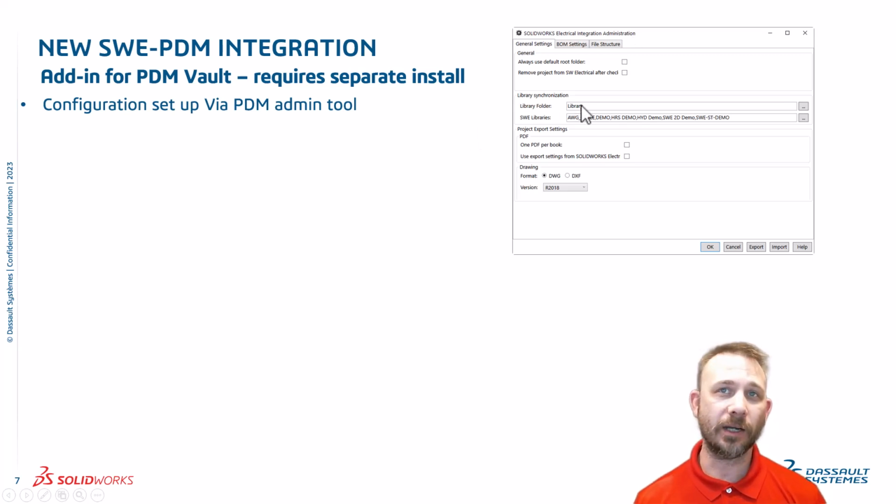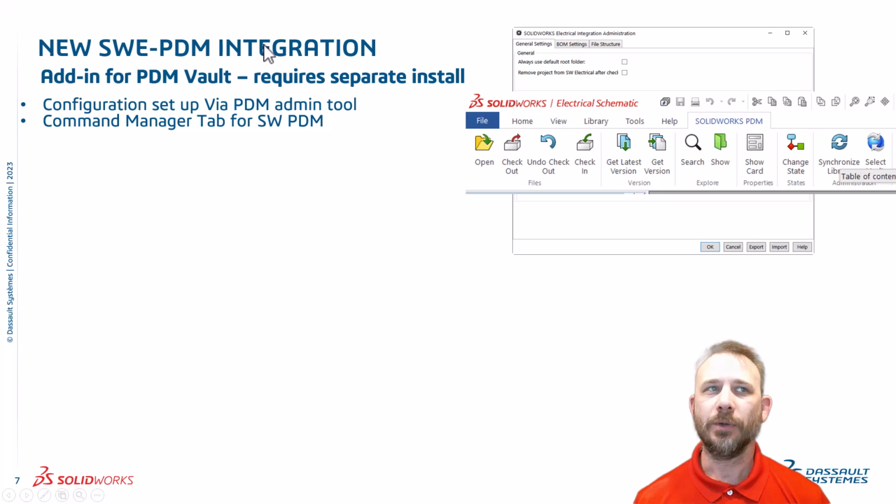We are going to be syncing our libraries. So one word with that is make sure your libraries are not too large. If you have more than 10,000 manufacturer's parts in your library, it will not sync properly. So keep that in mind. Reduce, keep it to a minimum as you can. Okay. So you do get an option with a specific command manager tab inside SOLIDWORKS Electrical for your PDM. You've got open, check out, check in, get latest version, get version, search, show data card, change state, synchronize library, select which vault, right? So you have those abilities.